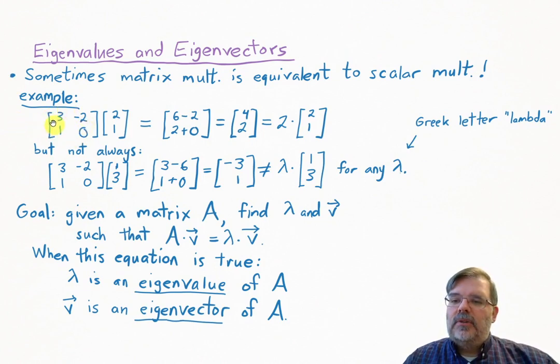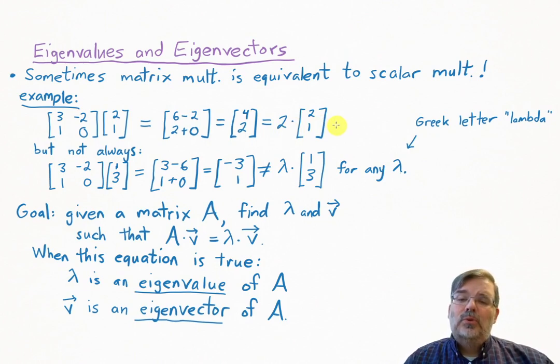Let's say you have this matrix, 3, -2, 1, 0, and you multiply it by the vector 2, 1. Well, if you calculate this matrix vector product, the result is 4, 2. However, 4, 2 is also equal to 2 times the original vector, 2 times 2, 1. So in this case, multiplying this vector by this matrix is the same thing as multiplying this vector by a constant.